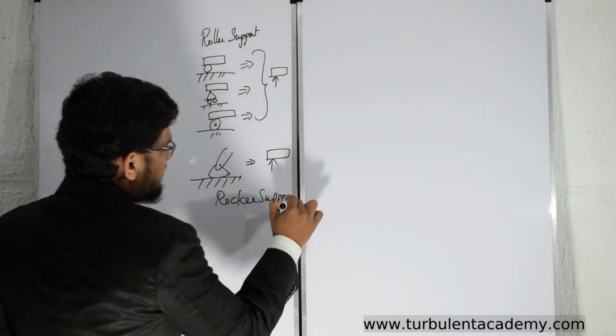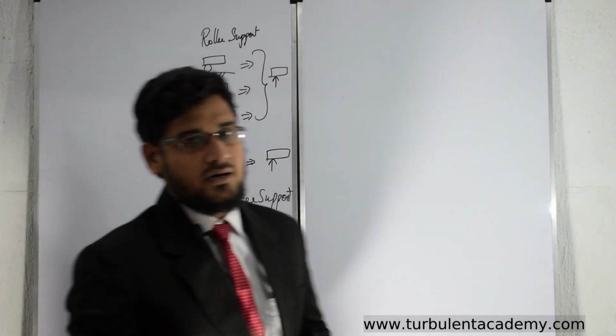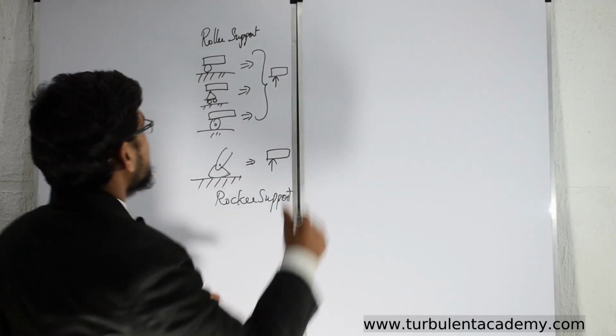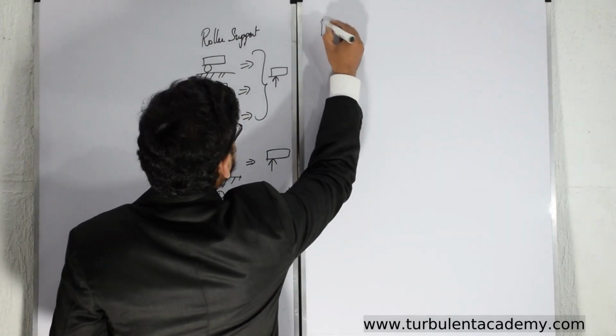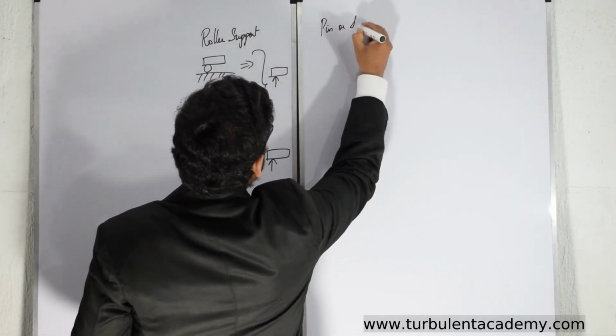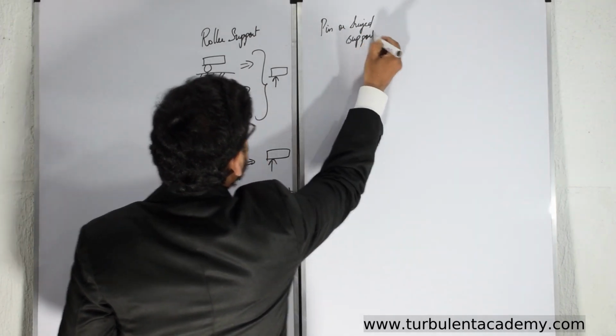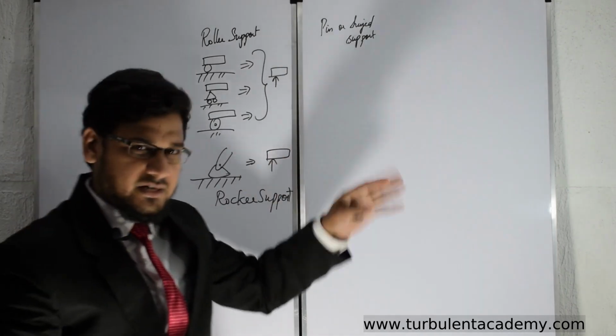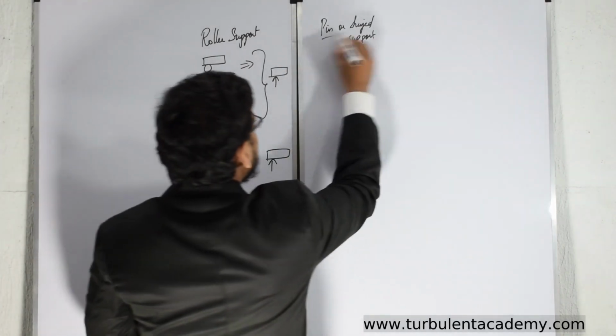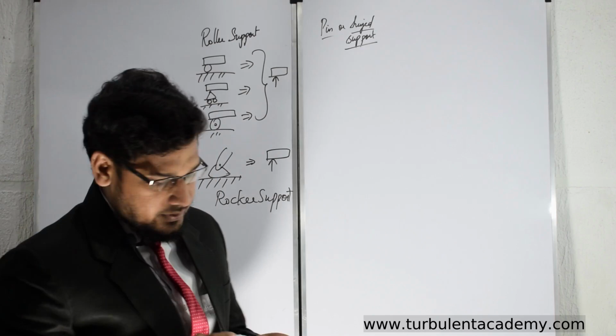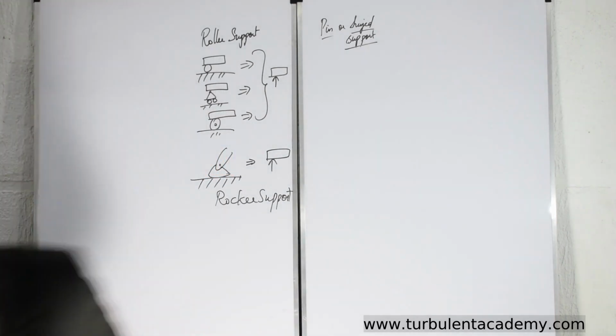So the next thing which we are going to see is pin or hinge support, as seen in the first video, as we have said in the last. So once we understand this roller support, this is going to be really easy, because I could explain this with one more example.